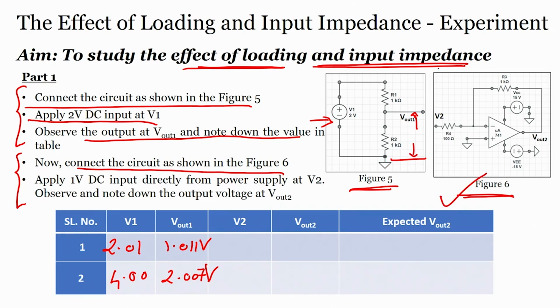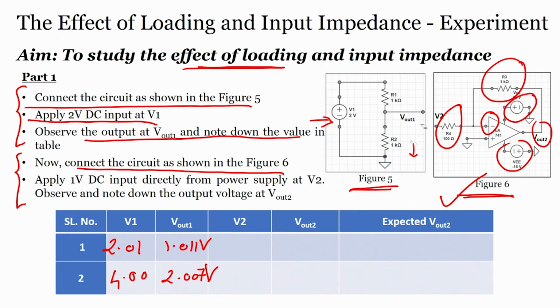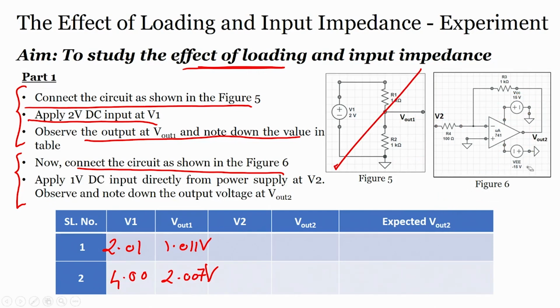You are applying voltage at the inverting terminal of the operational amplifier. You have a feedback resistor, you have an input resistor. You have minus VCC or VEE, you have plus VCC. Here you have to measure the output V out 2. This is the circuit. We are not considering figure 5 anymore, we are just considering figure 6, which is this circuit. We have already seen the other one. So, let us see figure number 6.